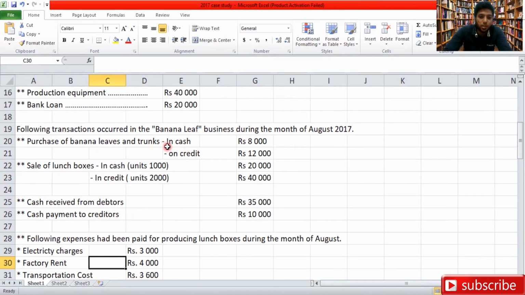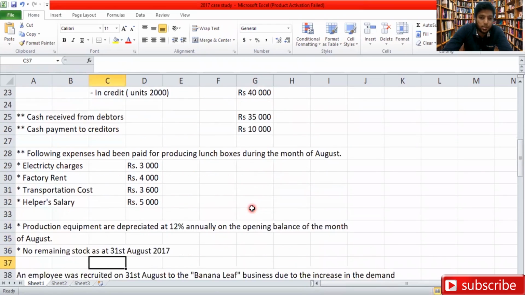Purchase of banana leaves and trunks in cash, they have purchased 8,000. On credit, they have purchased 12,000. So you might notice that there are cash transactions as well as credit transactions. They purchased 8,000 in cash and 12,000 on credit. And also sales of lunch boxes, 20,000 in cash and 40,000 on credit. Cash received from debtors is 35,000, cash payment to creditors is 10,000.